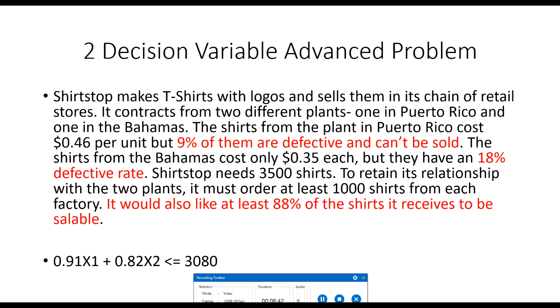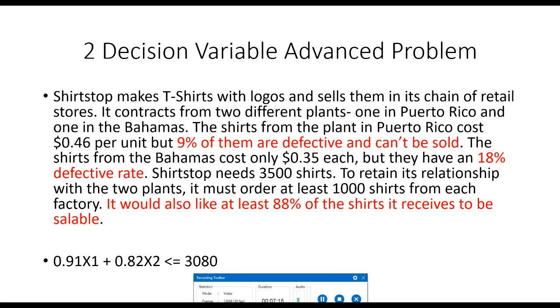18% of them from the Bahamas are defective. We want at least 88% of the shirts to be saleable. Now, there are several different ways that we can do this. We can make it 0.09x1 plus 0.082x2 must be less than or equal to 0.88. That's possible because we know 88% of the shirts must be saleable.